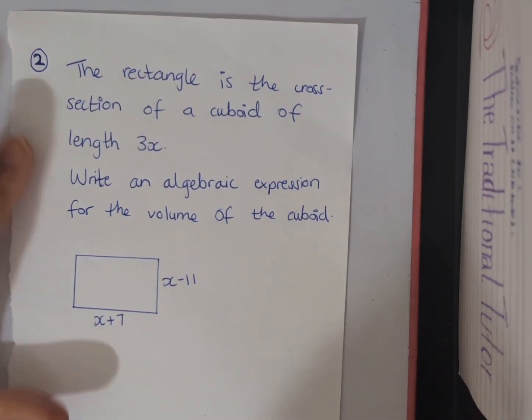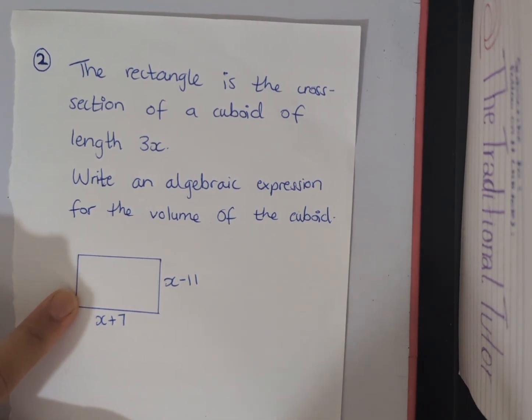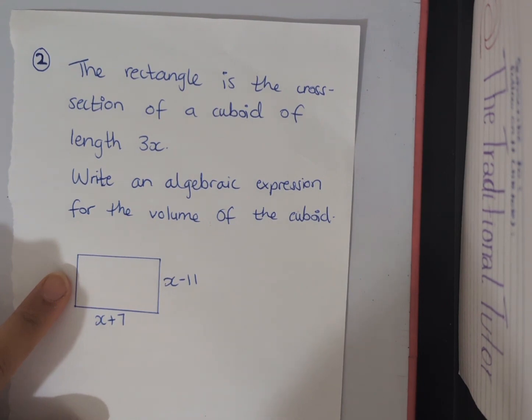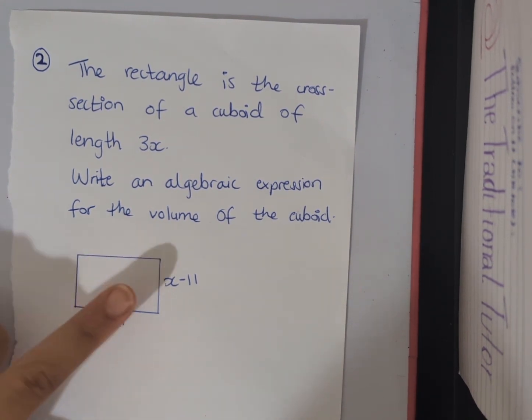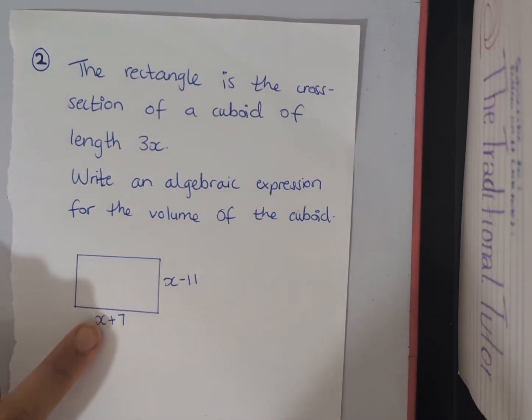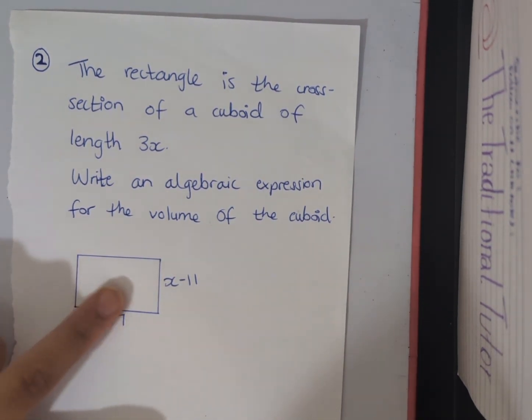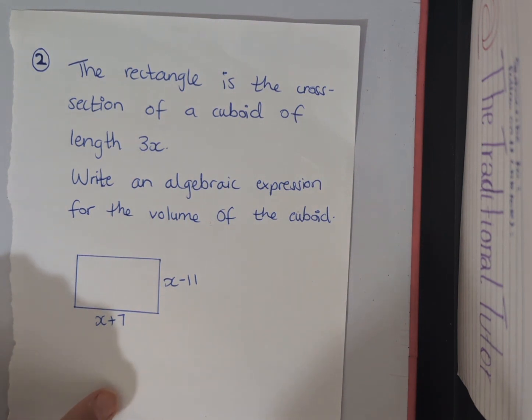So the rectangle here is the cross-section of a cuboid of length 3x. Write an algebraic expression for the volume of the cuboid. Now, we've been given a rectangle here with side lengths as follows, and we've only been told that this is the cross-section of a cuboid.